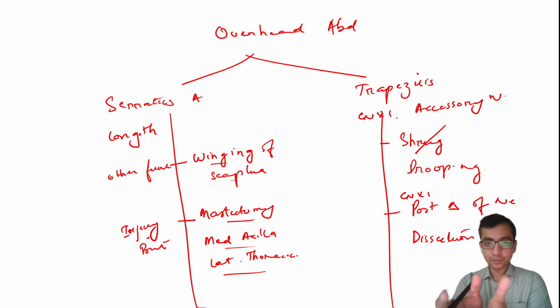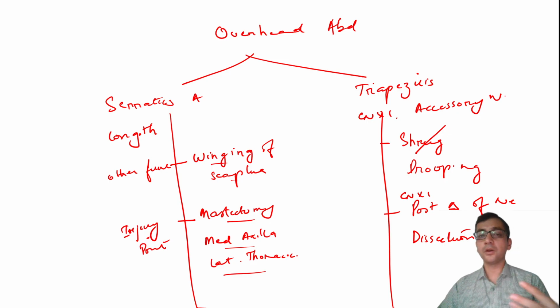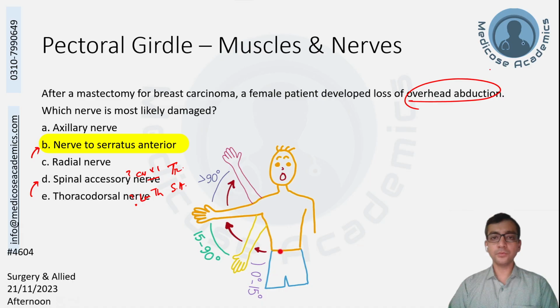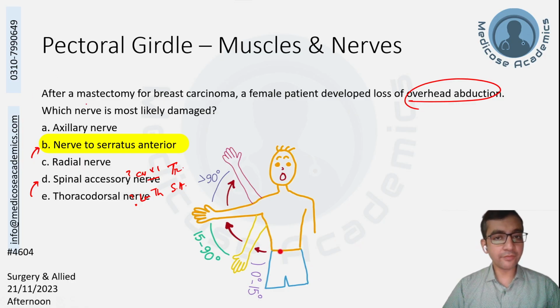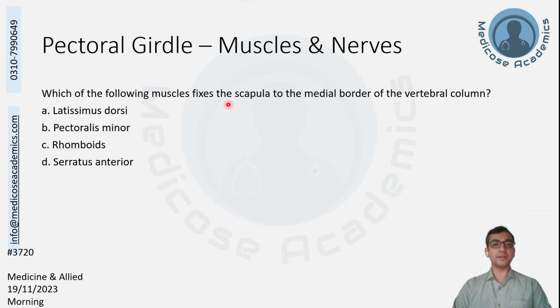So you can take a screenshot of these pictures. So that's how you will be differentiating the injury of serratus anterior from the trapezius. Overhead abduction is usually asked as unable to comb her hair or unable to reach a high shelf or something like that. So you can see after mastectomy for breast carcinoma, that's how I knew that I have to go for serratus anterior and long thoracic nerve rather than trapezius and accessory nerve.